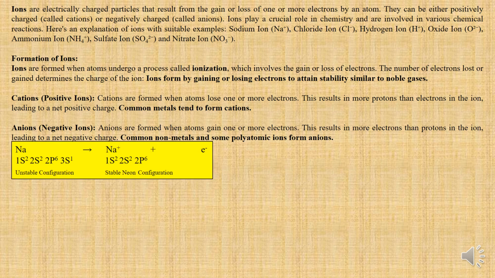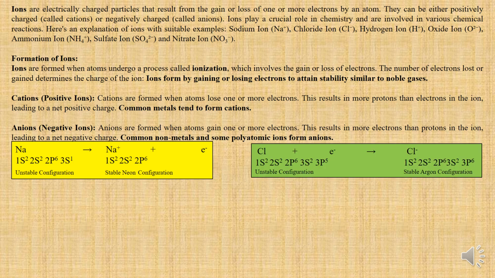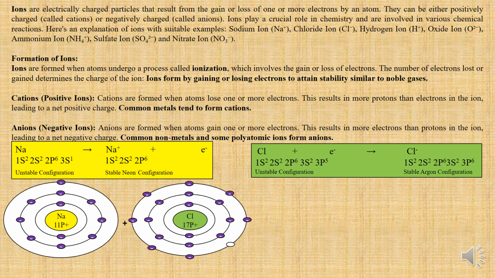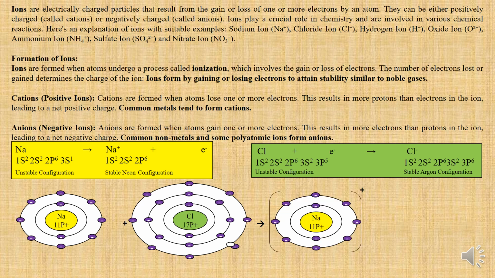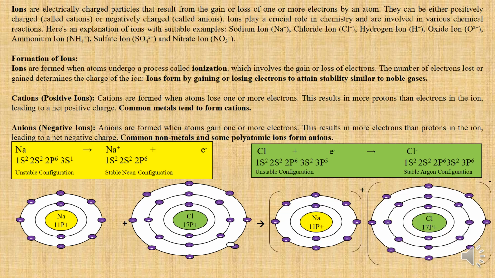Sodium in the elemental form loses its valence electron, resulting in the formation of a sodium ion attaining the stable neon configuration, while chlorine gains the electron given by sodium and attains the stable argon configuration. Now sodium gives its outermost valence electron to the chlorine, and chlorine accepts this electron given by the sodium, and that results in formation of sodium chloride.